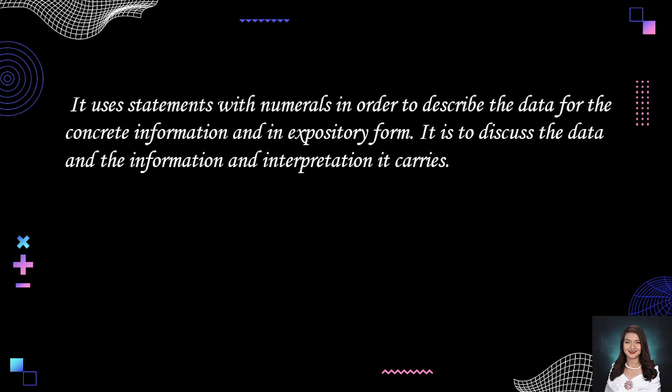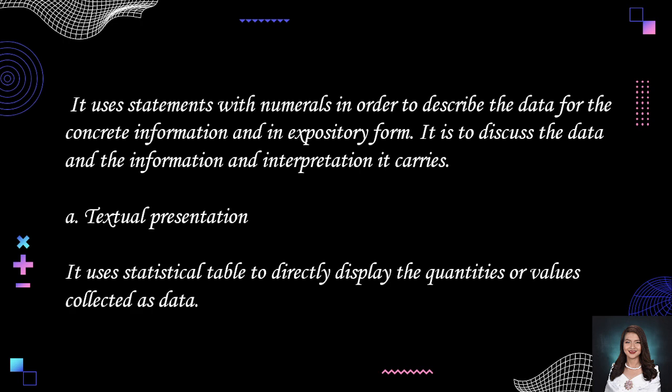Next one, it uses statements with numerals in order to describe the data for the concrete information and in expository form. It is to discuss the data and the information and interpretation it carries. The correct answer here is textual presentation. It uses a statistical table to directly display the quantities or values collected as data. The correct answer here is tabular presentation.